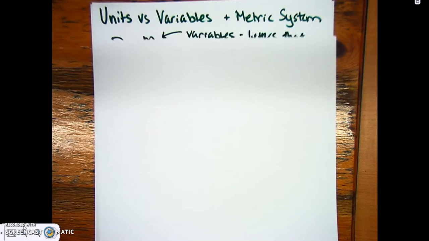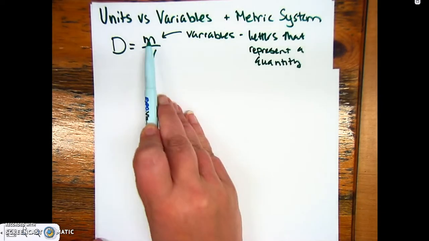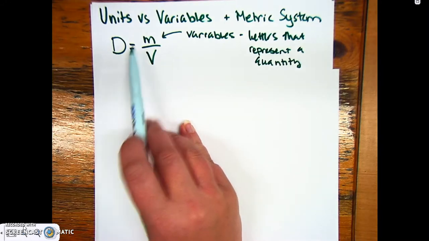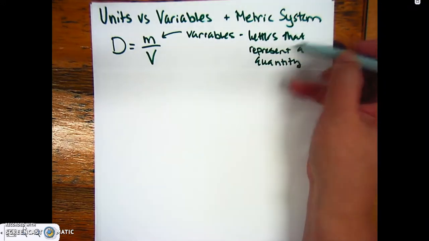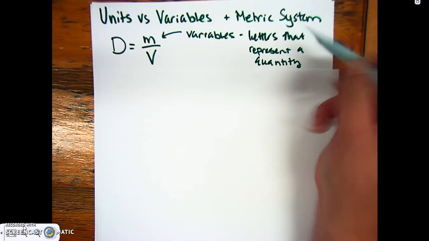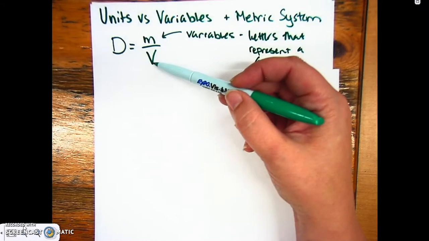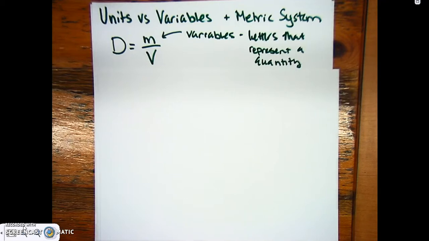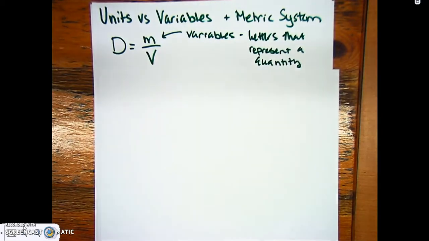So we've looked at the equation for density in a previous video, and we said that density is equal to mass over volume. So these letters right here, D is equal to M over V, are called variables. Variables are just letters that represent a specific quantity. So M represents mass, capital V represents volume, and a capital D represents density, and all of these are defined in your reference table on the formulas sheet. You'll have the formula, and then over to the side it'll tell you what M means and what V means.